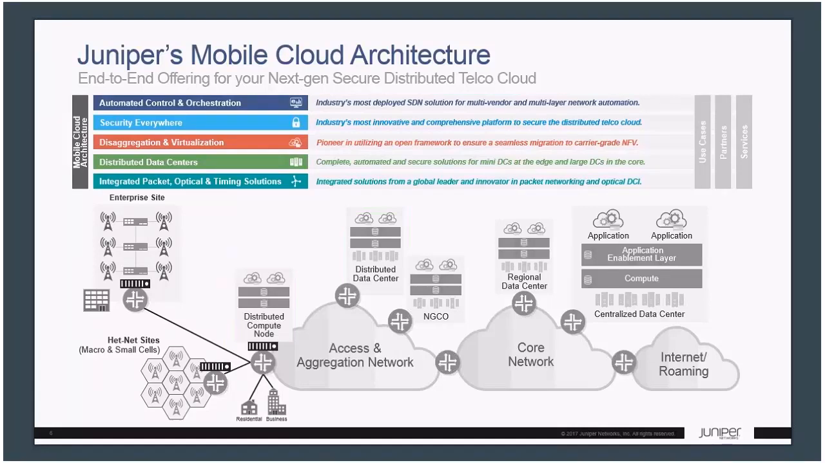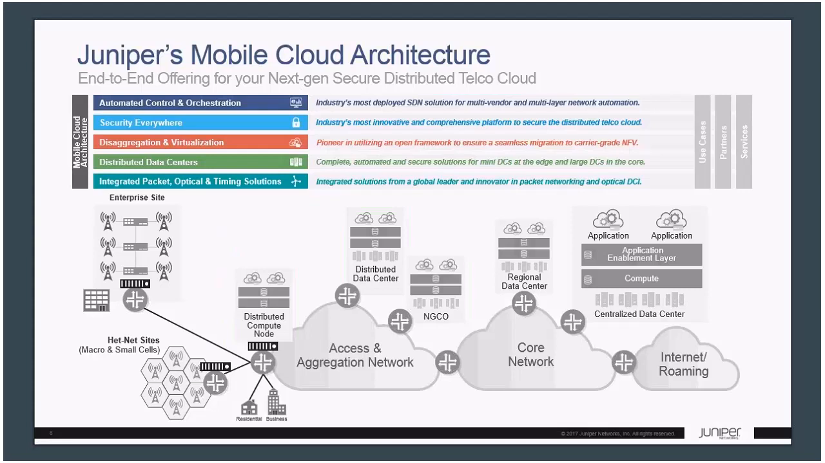In the area of distributed data centers, Juniper offers complete automated and secure solutions for many data centers. This could be what I mentioned before as a pizza box, or a very small network element at the enterprise site, the HetNet site, or a pre-ag or an IP-ag site, to very large-scale data centers in the core. And this would typically be a deployment of QFX switches.